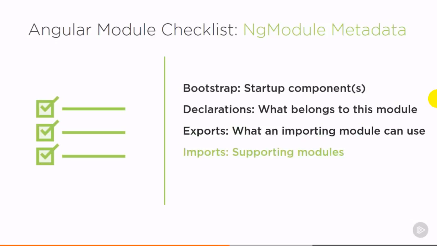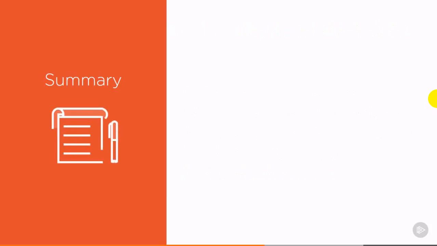The imports array lists supporting modules. These modules provide components, directives, and pipes needed by the components in this module. The providers array lists the service providers. Angular registers each provider with Angular's root application injector, so these services are available to be injected into any class in the application. This course module was all about Angular modules.